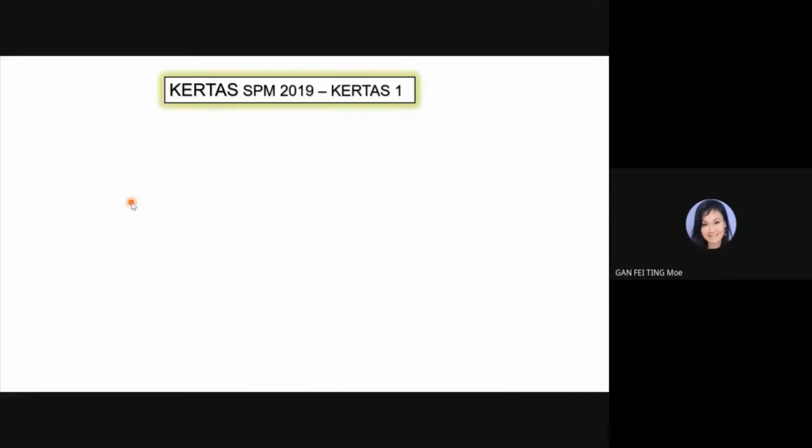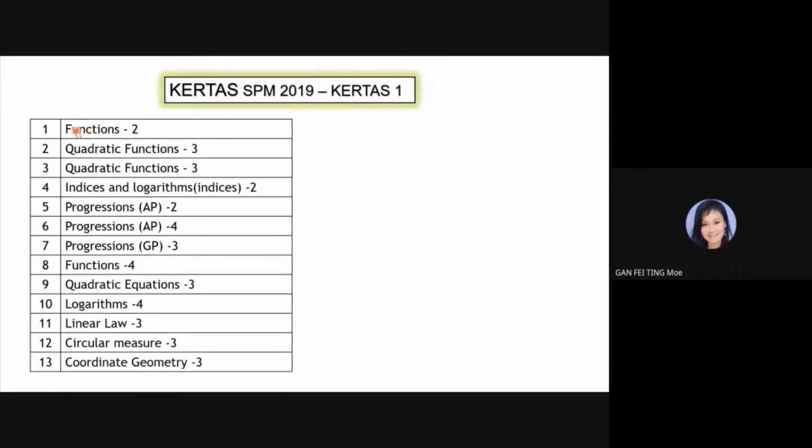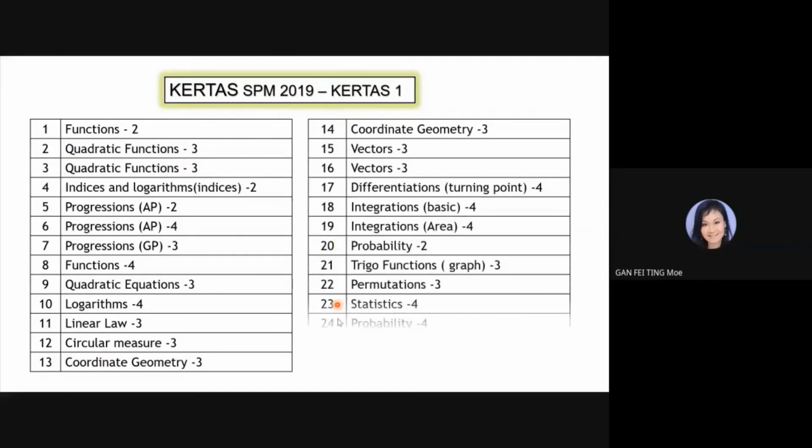This is the picture of the questions of SPM 2019, paper 1. So these are the questions. You can see that, for example, function 2. 2 means 2 marks. Quadratic function 3 marks. Quadratic function 3 marks. So when you see 2 marks, this is something that you need not worry about, because for 2 marks, for sure they will be asking concept. This is question 1 to 13, and these are the chapters for 14 to 25.